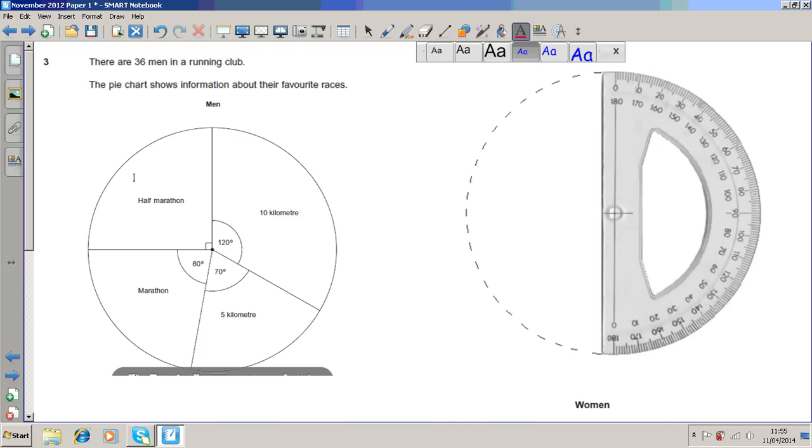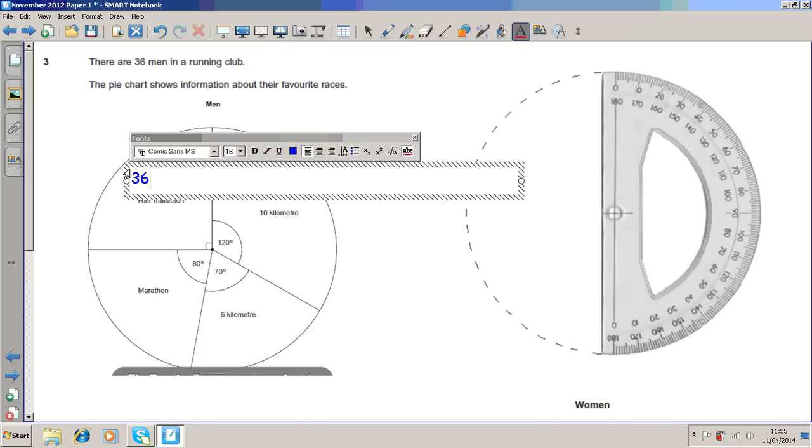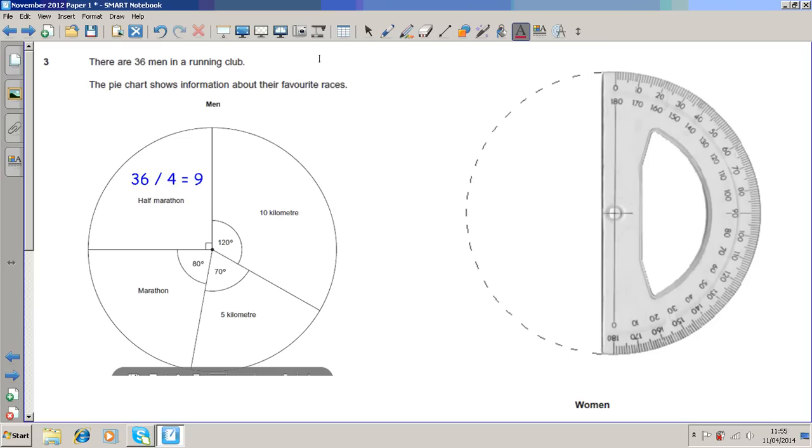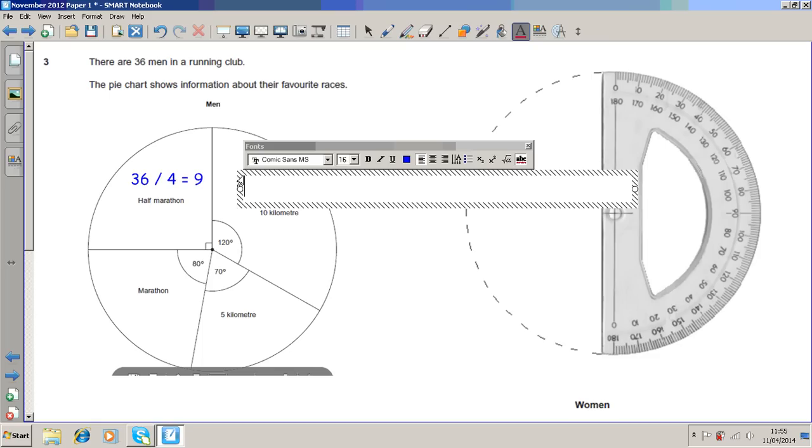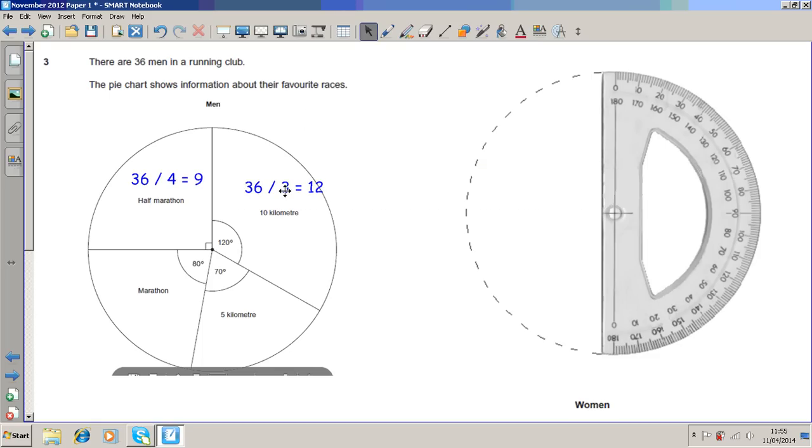So 36 men, and a quarter of them is 9. So 9 for a half marathon. This one here, well, 120 is a third of 360. So 36 divided by 3 is going to give me 12. So 12 for the 10k run.